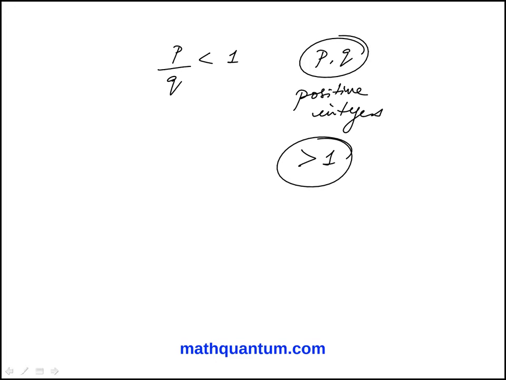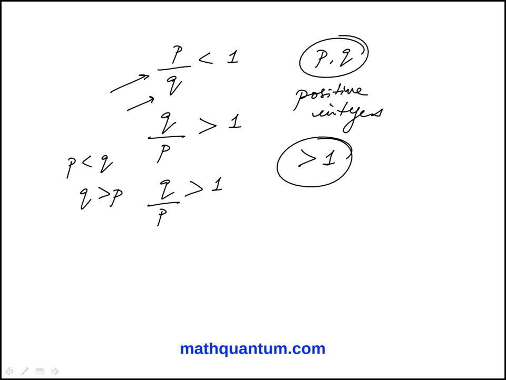So we could look at the answer choices, or I know one thing right away: Q over P is going to be greater than 1. Because they're both positive, I can cross multiply and rewrite it as Q is greater than P, or Q over P is greater than 1. So that's one thing I know, and I do see that it's in the answer choices. So that's one way to do this.